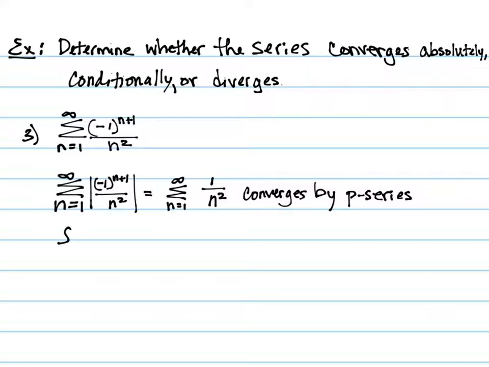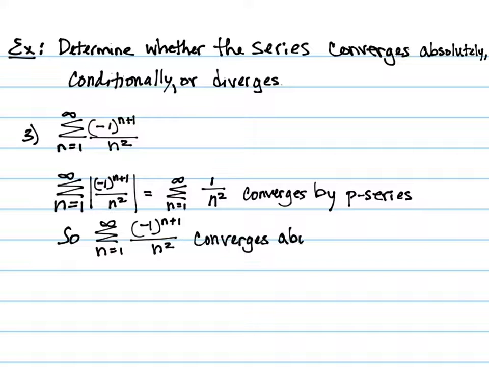So we can actually talk about what happens to the series we started with. So the summation from n equal 1 to infinity of negative 1 to the n plus 1 over n squared does what? How does it converge? Absolutely, yeah. I was going to say absolutely or conditionally. Yeah, it's absolutely because its absolute value converged. It converges absolutely. Easy enough?